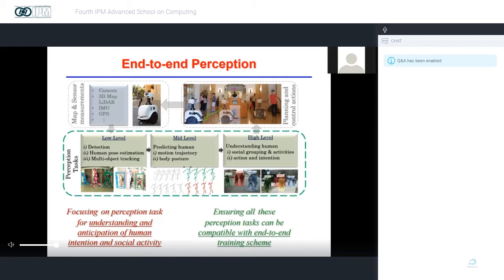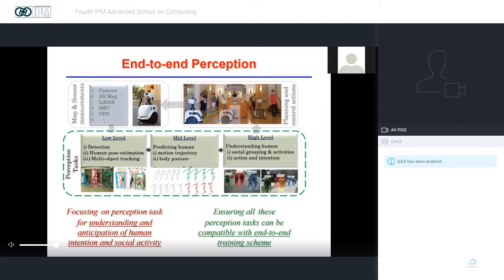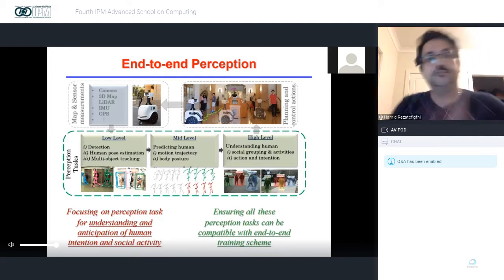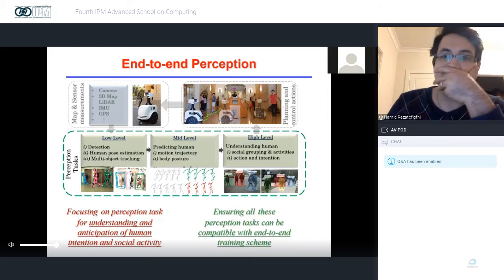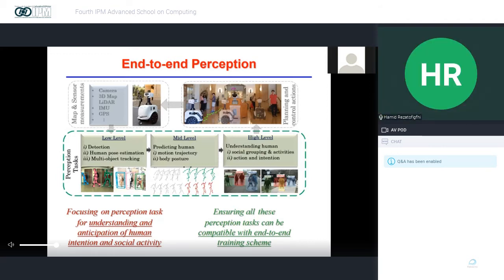So it's very important, if we want to go from robot to planning and have all of the perception in the middle, that all of the components be end-to-end trainable, and not need to be followed by post-heuristics. Therefore, those perception tasks can be compatible with the end-to-end training scheme, right?